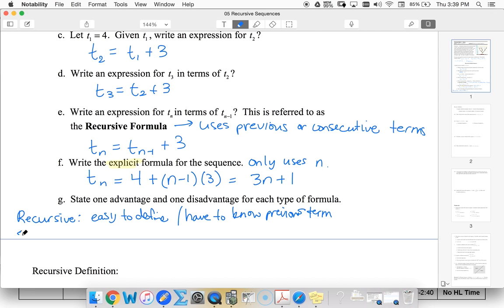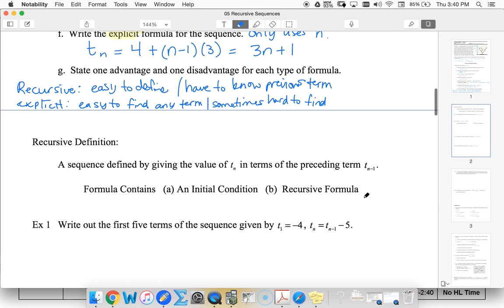With explicit, it's easy to find any term, but sometimes it's hard to create the formula. If it's not arithmetic or geometric, then it's hard to find explicit formulas. So for example, for Fibonacci, it's really hard to find the explicit formula for that. It can be done, but it's not geometric, it's not arithmetic, and so that can be a little bit difficult.